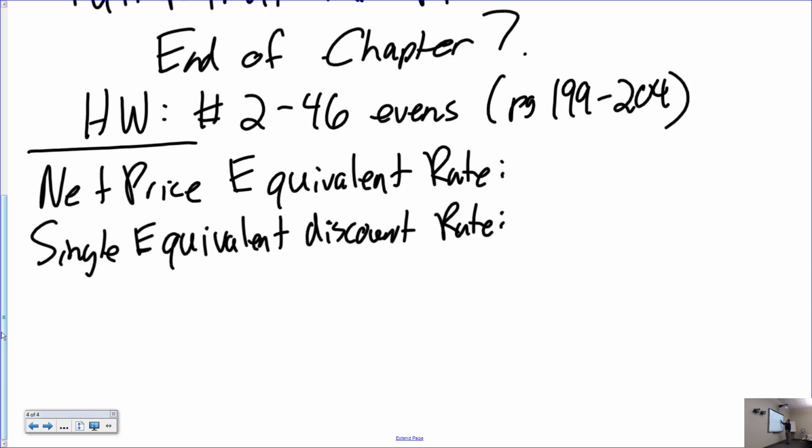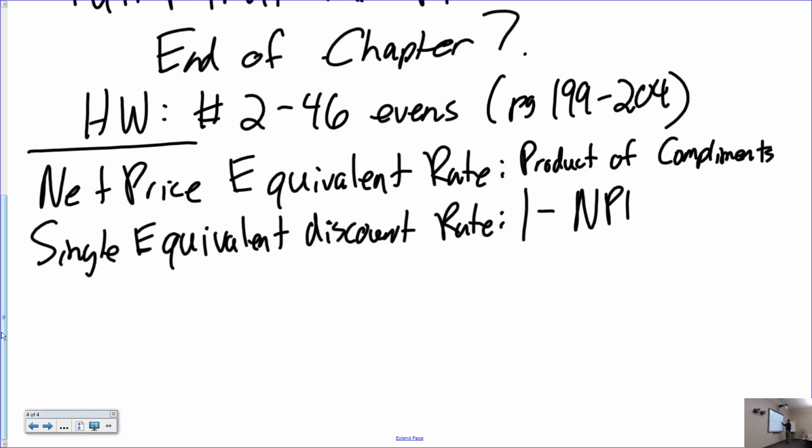And remember that the net price equivalent rate is just the product of the complements. And in order to get the single equivalent discount rate, you actually use that number down here. Okay? So whatever you get up here, you do 1 minus it to get the single equivalent discount rate. All right?